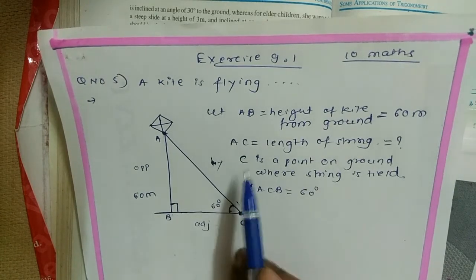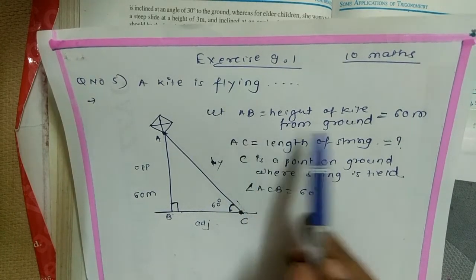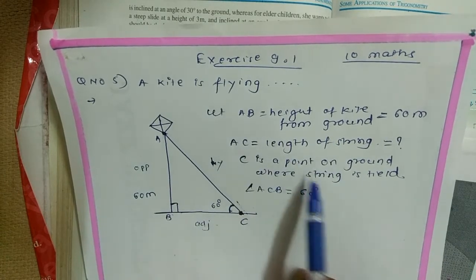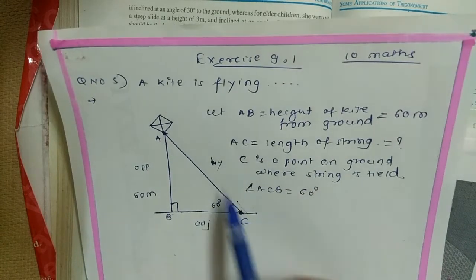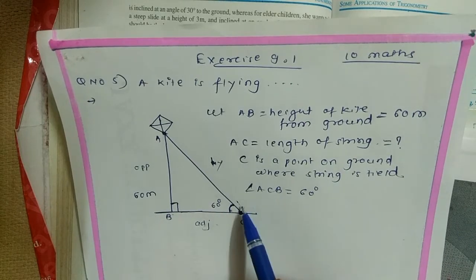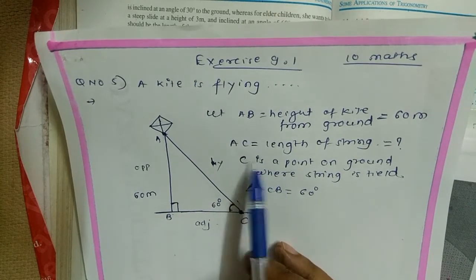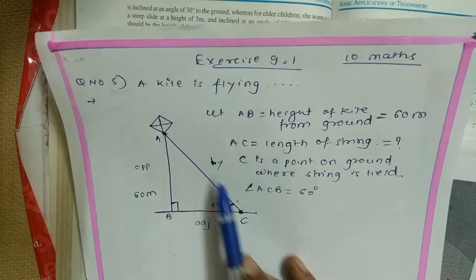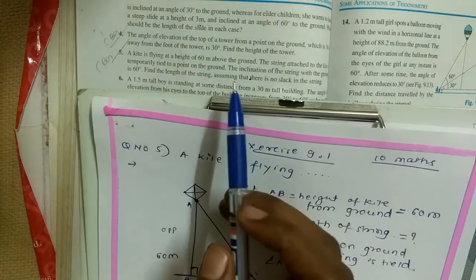The points we will take first: AB is the height of the kite from the ground, that is 60 meters. Then C is a point on the ground at which the string has been tied, somewhere here. So C is the point we have taken on the ground where the string is tied, and AC is the length of the string.